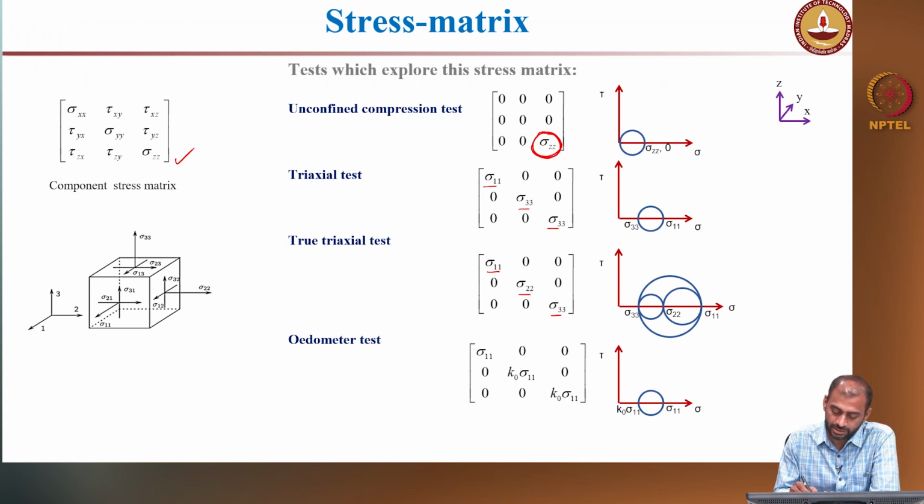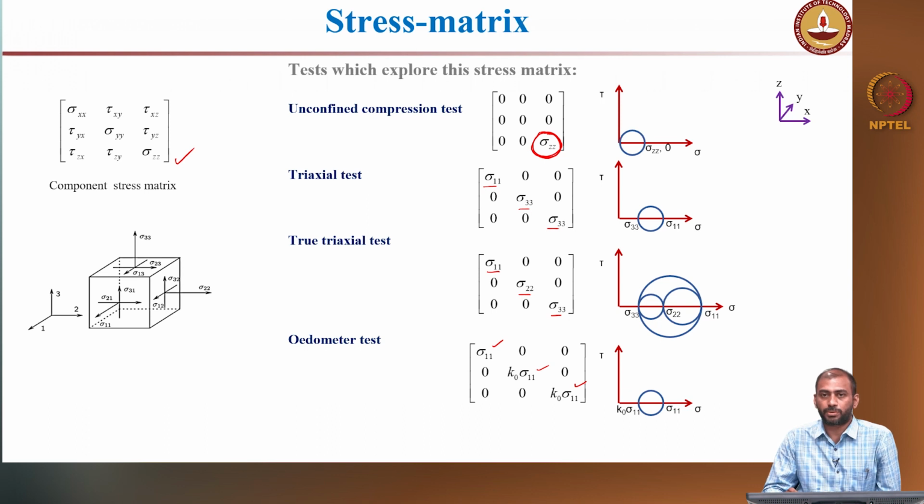In this true triaxial test, again you are making the shear stress component 0. You are applying only the normal stresses. Again in the oedometer test, you are applying sigma 1, and then sigma 3 is nothing but K naught into sigma 1. So this is your stress matrix.